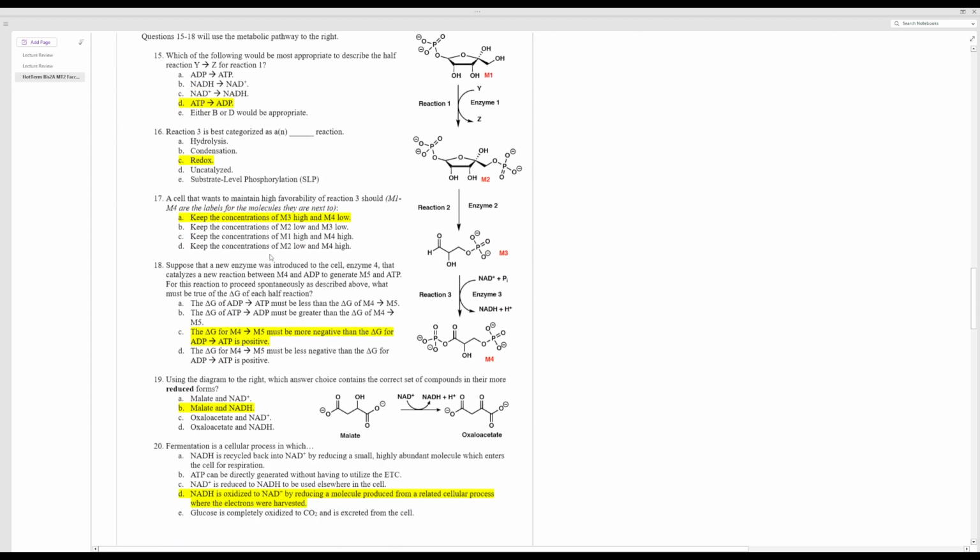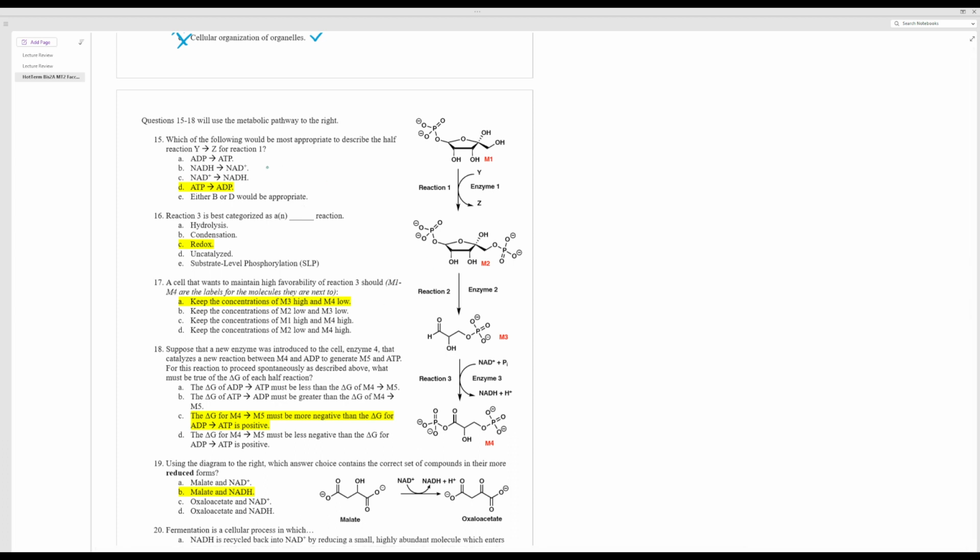Okay. Questions 15 and 18 will use this metabolic pathway. 15 says, which of the following would be most appropriate to describe the half reaction Y to Z? So in this reaction, we see metabolite 1 plus Y going to metabolite 2 and Z. And what I'm seeing, the difference between metabolite 1 and metabolite 2 is the addition of this phosphate group. So I needed to get that phosphate group from somewhere. So somewhere in Y, I needed a phosphate group. But remember, I'm also making a very high energy bond. And so I need energy to do that.